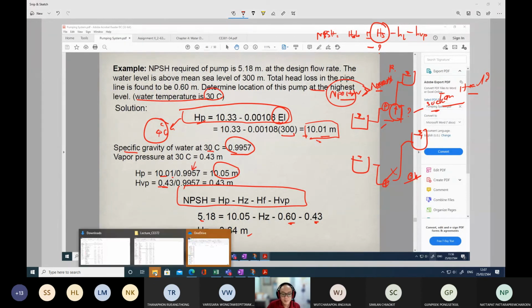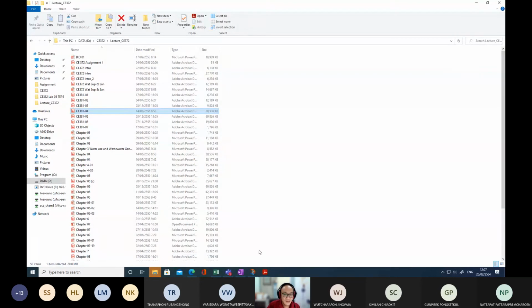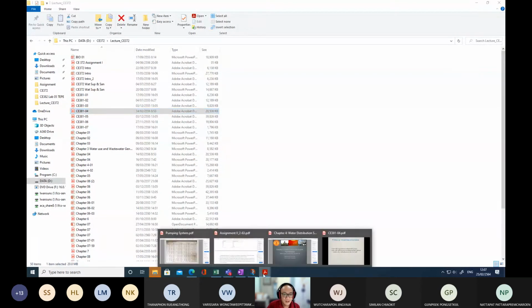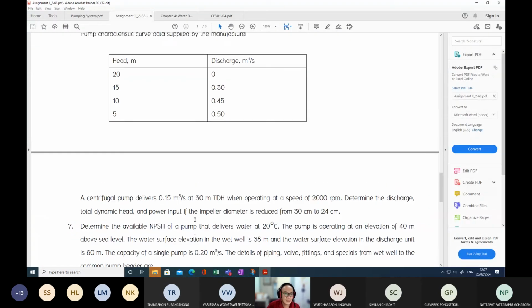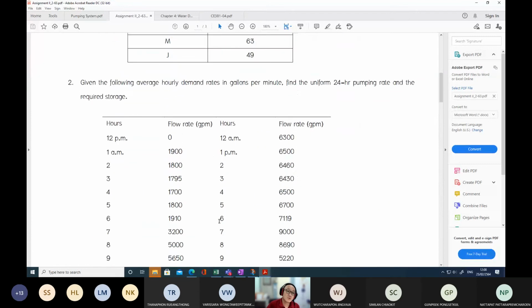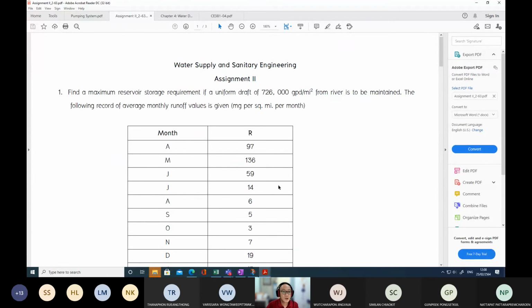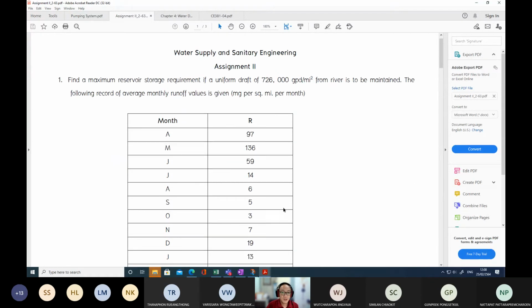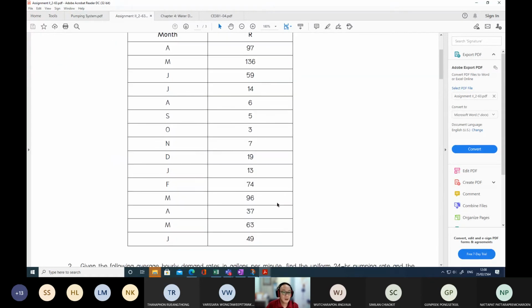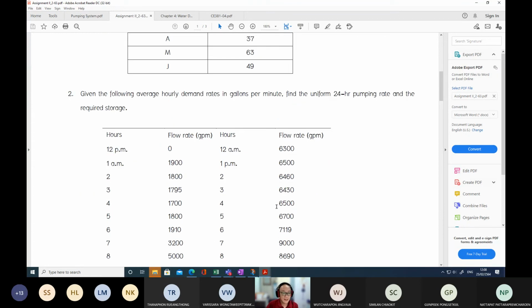Then we just come back to the assignment. The assignments I gave you this morning were about 3 pages. The first 2 questions are related to storage volume determinations. Hopefully you can find the answer.